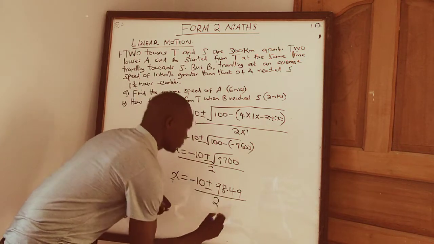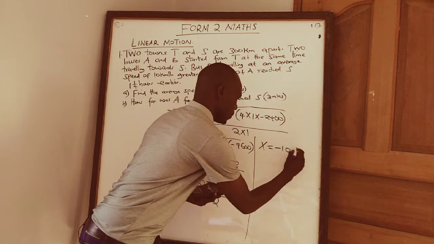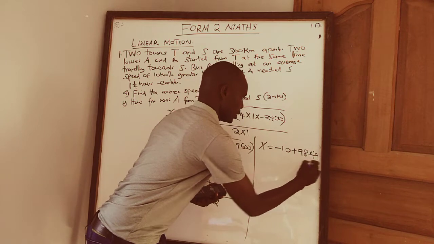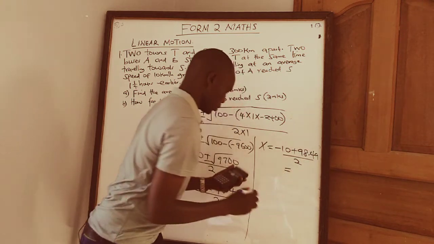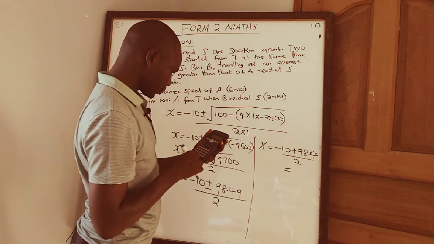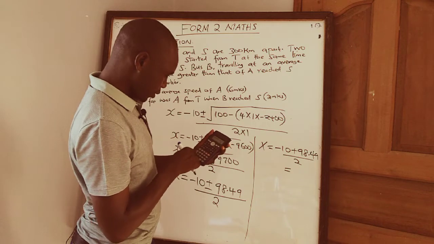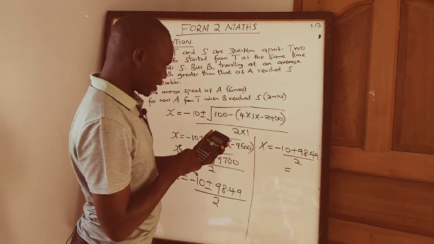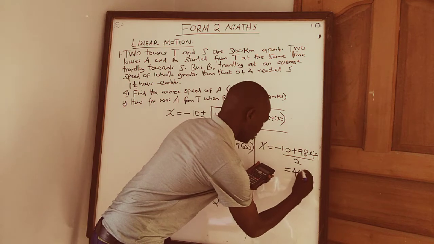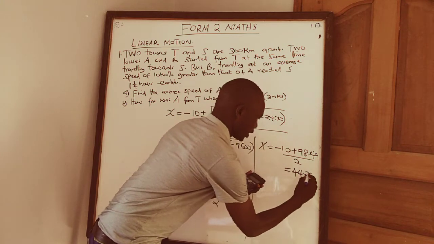We divide by 2, and then the first value of x is going to give us minus 10 plus 98.49 divided by 2. That is minus 10, we add 98.49, then we divide everything by 2, and the answer is going to be 44.25, that is kilometers per hour.